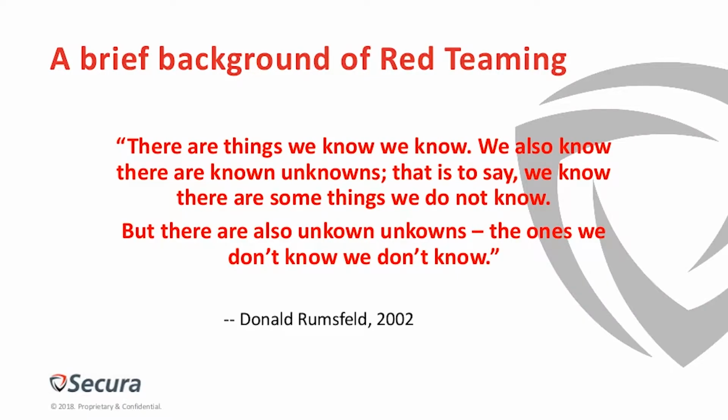So, a brief background of red teaming. There's a good quote from Donald Rumsfeld. There are things we know we know. We also know there are known unknowns. That is to say, we know there are some things that we do not know, but there are also unknown unknowns. The ones we don't know we don't know. So indeed, red teaming is trying to learn the things that we don't know, trying to even know what things we don't know, not necessarily to understand them, but just to know what gaps exist in our knowledge, what gaps exist in the whole security process that an organization has.